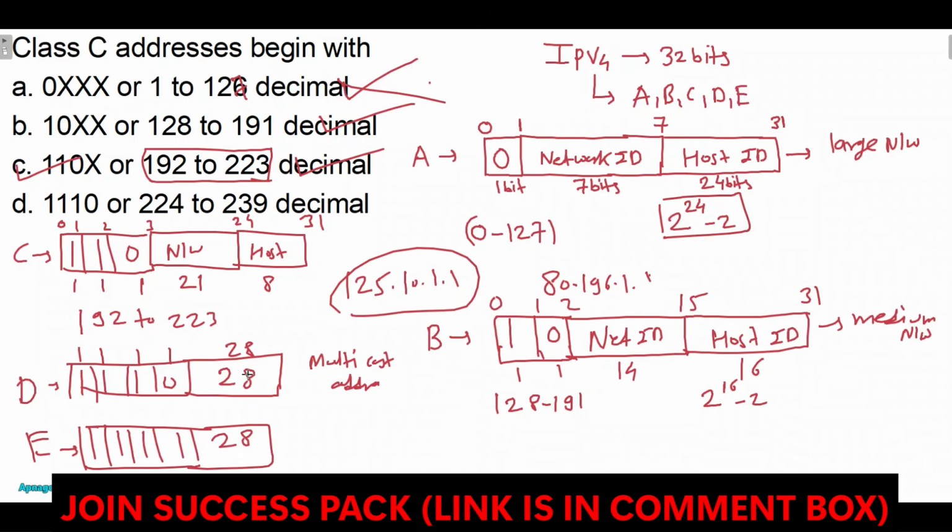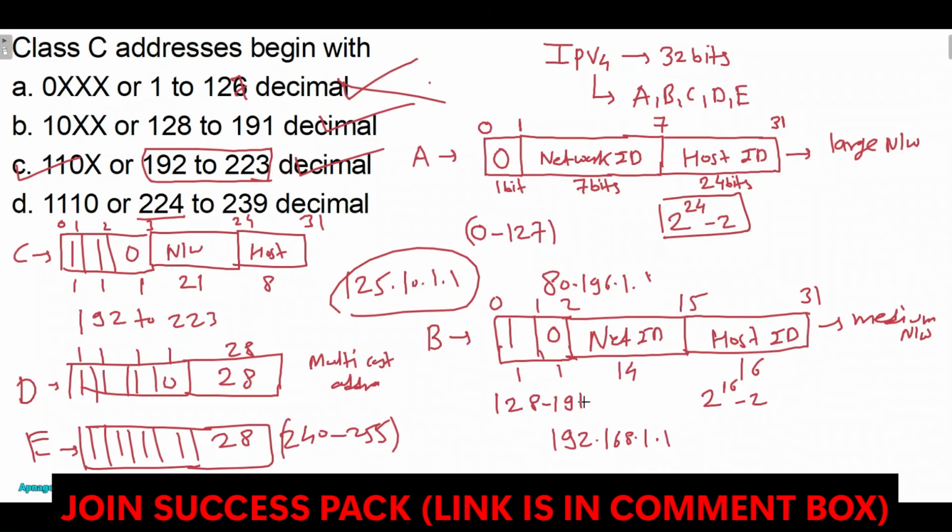Okay, class D, I didn't tell you the range, so it is 224 to 239, and for class E it is 240 to 255. Okay, which is used for future use, right? So this is the answer for the question. Now suppose if I ask you for class C examples of 192.168.1.1, so this is the common IP address which you may see at your home also.